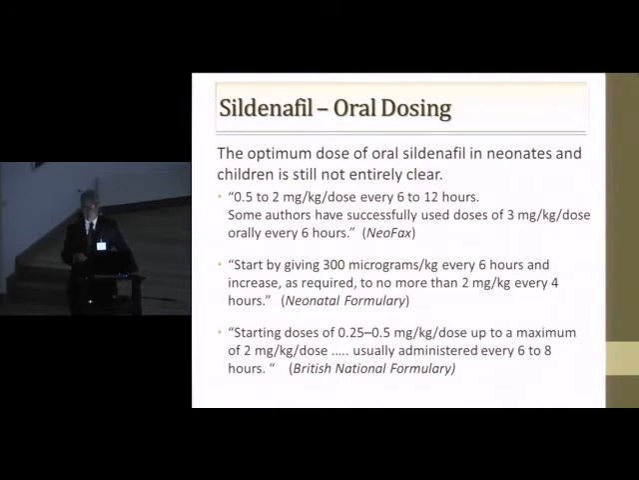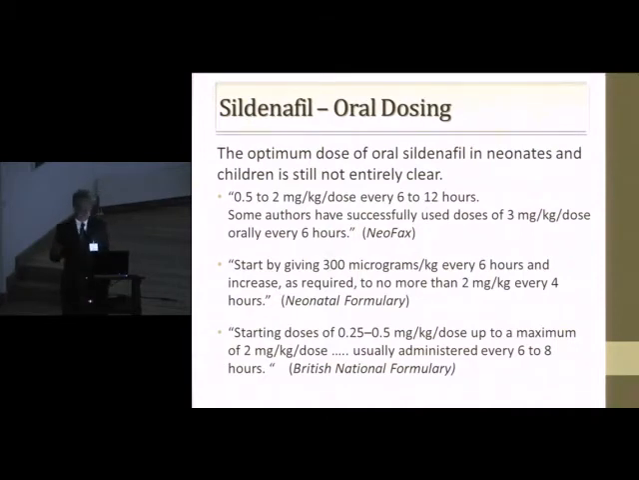What about the dose? Do we know the correct dose? Well, it depends on who you ask, so no. In NeoFAX, I wrote 0.5 to 2 milligrams per kilogram per dose every 6 to 12 hours, primarily based on the study from Columbia. The neonatal formulary in the UK says start at 0.3 milligrams or 300 micrograms per kilogram every 6 hours. An increase is required to no more than 2 milligrams every 4 hours, which would actually be a lot.